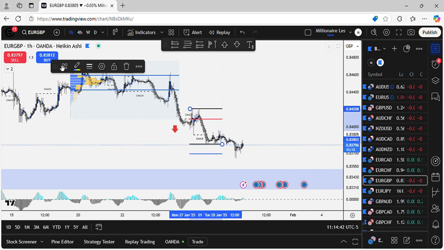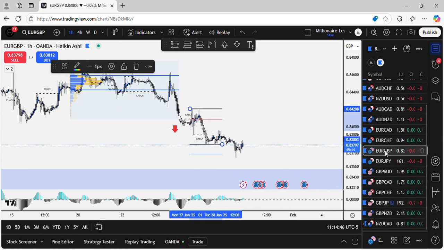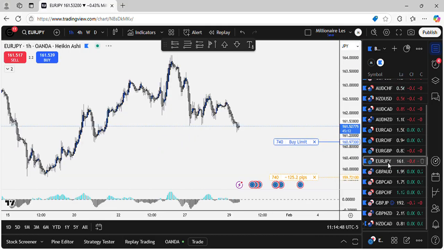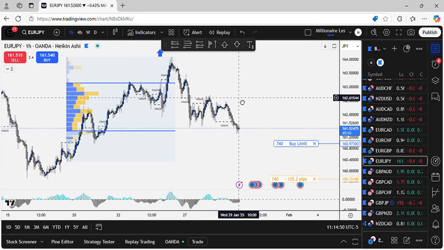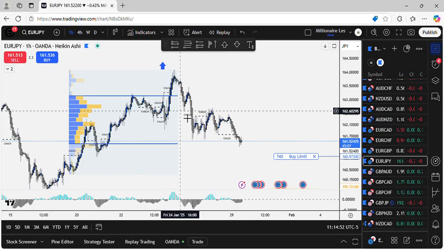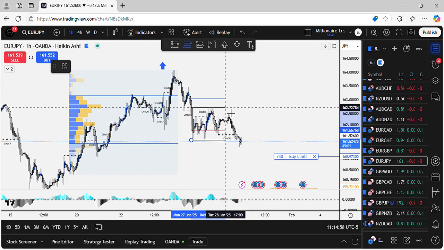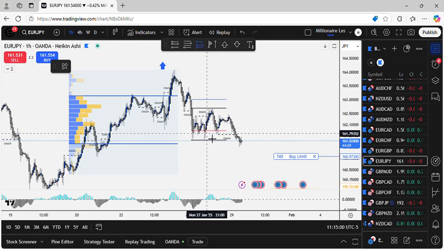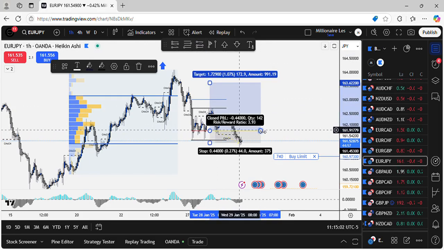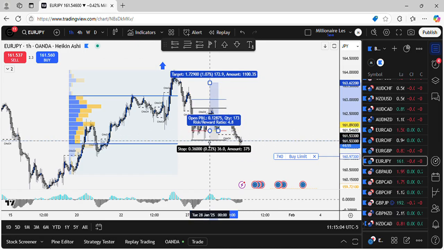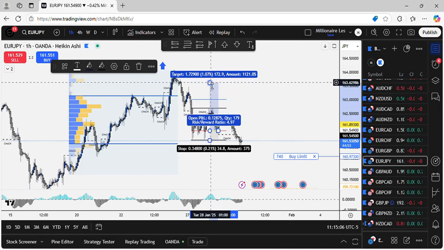Pull out the fib. But as you can see, didn't hit me in. Euro JPY. Bullish change of character. Pull out the fib. Hit my stop loss. Which again, hitting stop losses is not a bad thing.